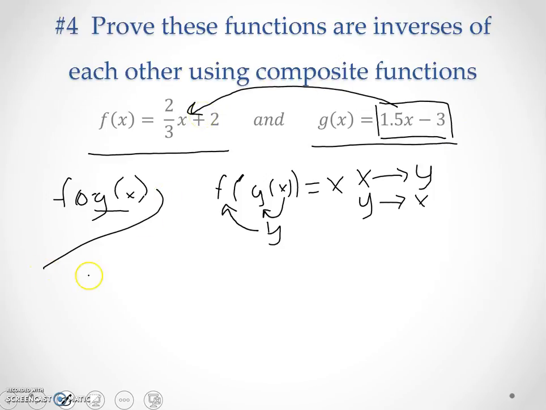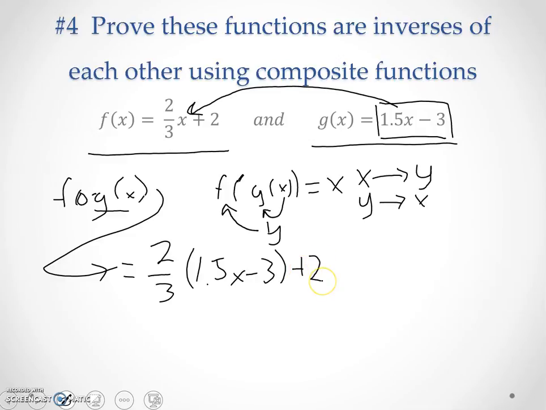Because of the lack of room, I'm going to move down here. This is equal to 2/3 times x, but x is 1.5x minus 3, and then plus 2. So if this does equal x, then they are inverses of each other because it would map x back onto itself. And so I'm going to distribute the 2/3. 2/3 of 1.5 is just 1x. 2/3 times -3 is -2 plus 2. And that does give me x.